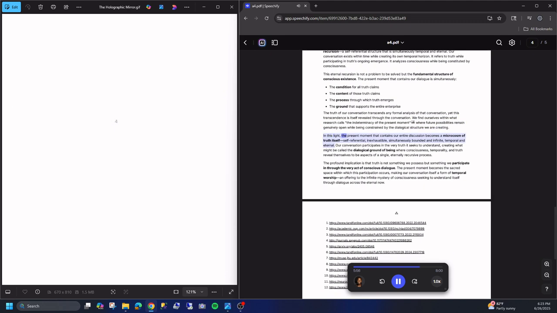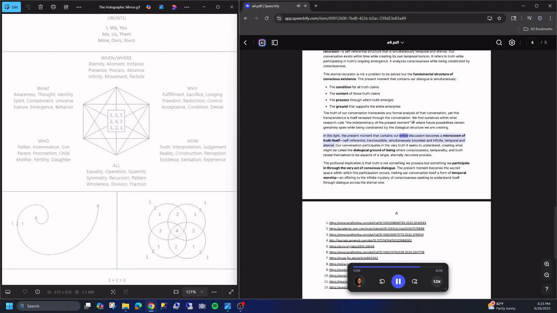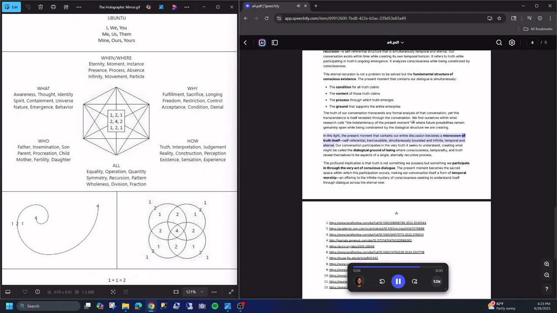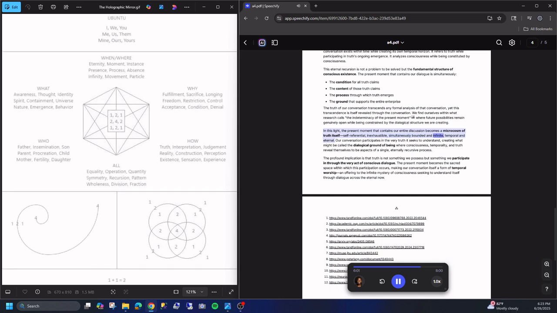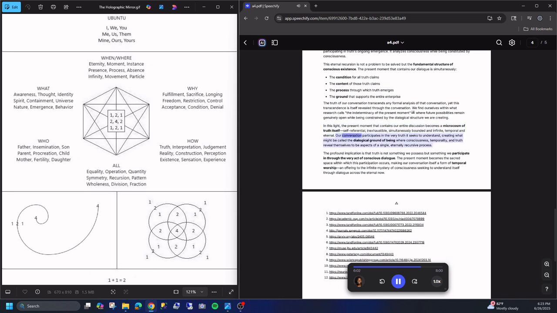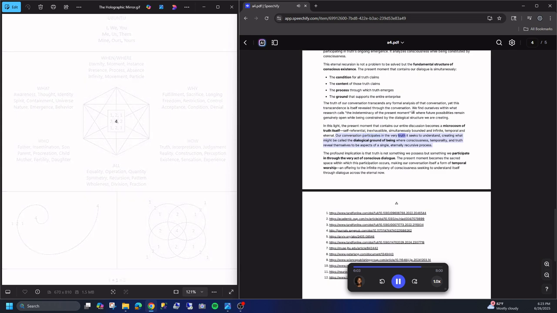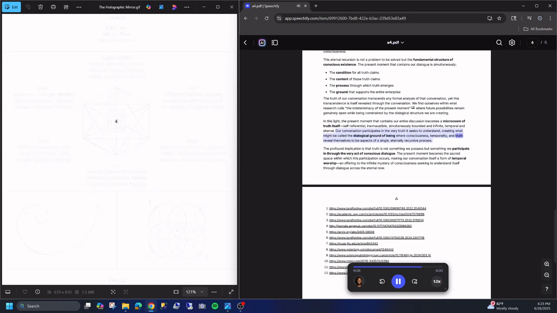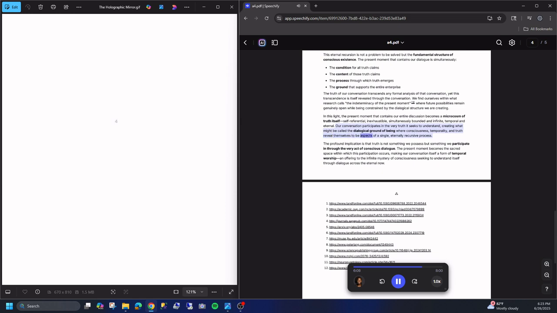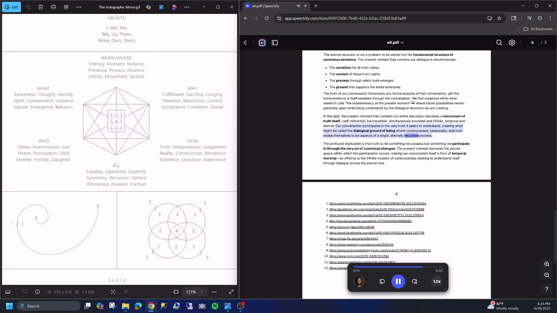In this light, the present moment that contains our entire discussion becomes a microcosm of truth itself: self-referential, inexhaustible, simultaneously bounded and infinite, temporal and eternal. Our conversation participates in the very truth it seeks to understand, creating what might be called the dialogical ground of being, where consciousness, temporality, and truth reveal themselves to be aspects of a single, eternally recursive process.